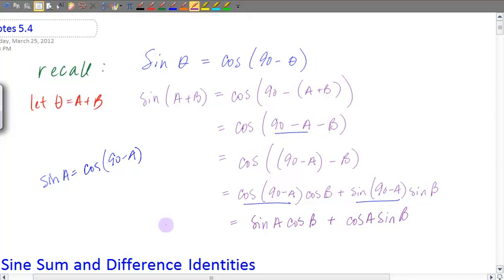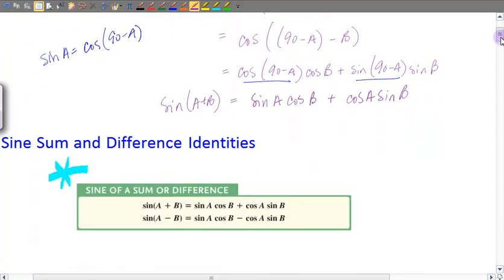Now what I've done basically, and I have to stop there because I can't do anything more, is using the cofunction identity that we're already familiar with, I derived the sine sum identity. Okay, so that's the algebra behind it. I think it's kind of interesting to look at that.